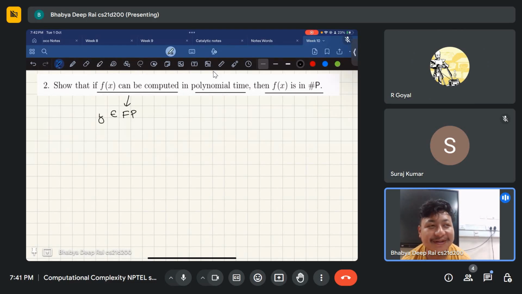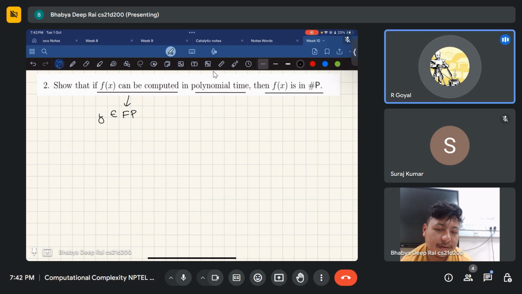No, first of all, you are not counting the number of certificates directly. You are not going 1, 2, 3, and so on. It is true that EXP contains sharp P, or FEXP contains sharp P, because you can go over each assignment, each certificate, and then count it. But for sharp P, there is no straightforward verifier definition for it.